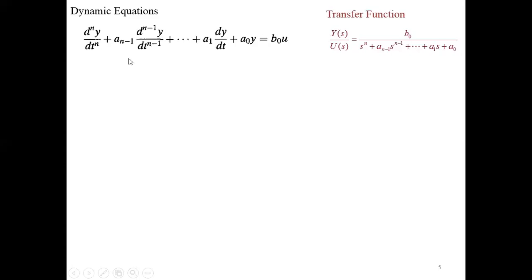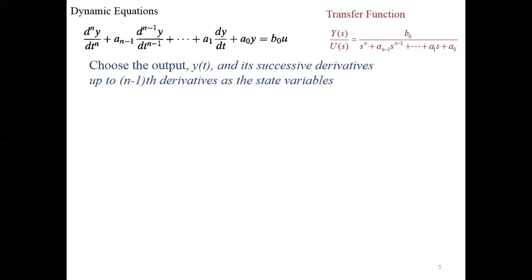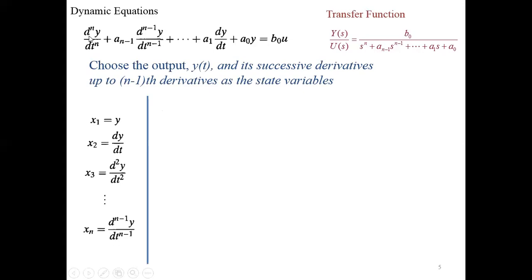This is the dynamic equation, and this is our transfer function. The transfer function is obtained by taking the Laplace transform of both sides. The derivative will be replaced with s. The nth order derivative will be replaced with s raised to the power n, and the coefficient multiplied with s raised to the power n minus 1.